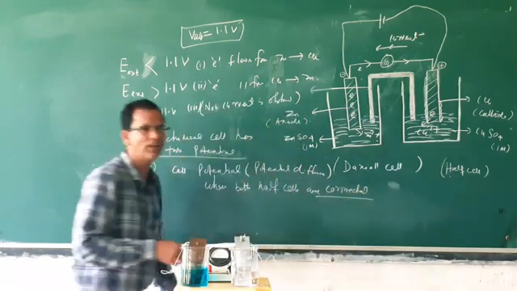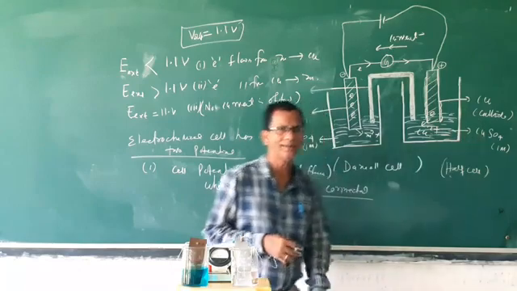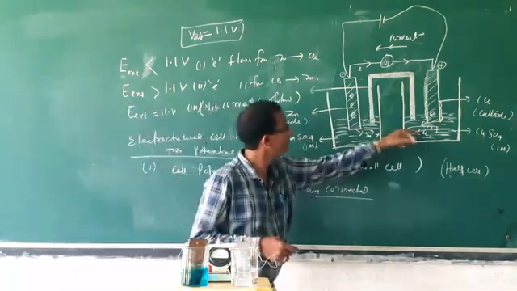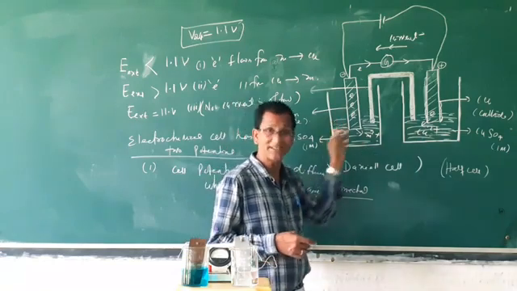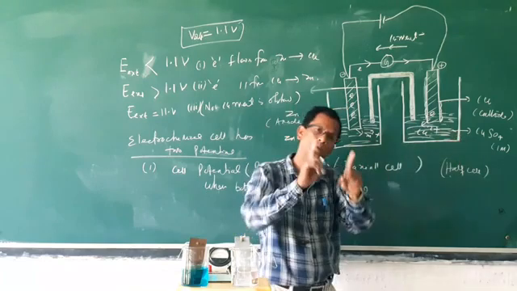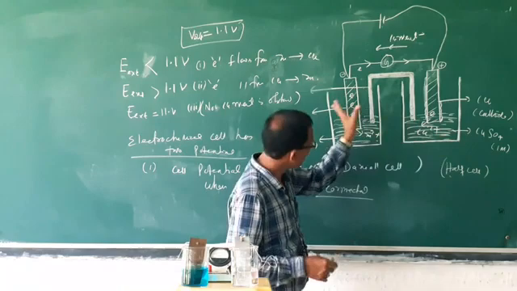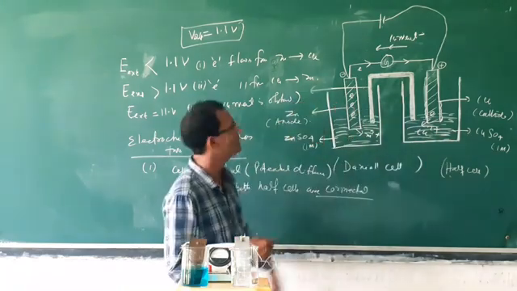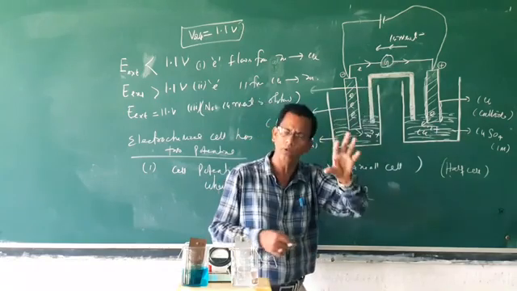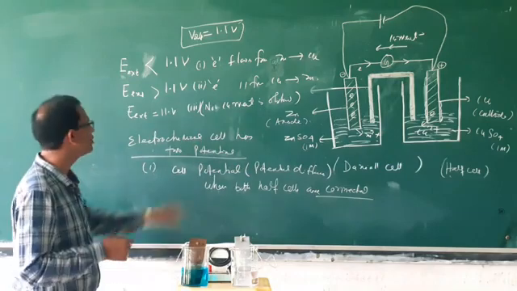This is very important. When these two rods are joined, a voltage will be produced due to the difference in potential, because one is more reactive, the other is less reactive. So there will be a potential difference. That potential difference is obtained in the voltmeter. If you fit the voltmeter, you will measure the potential difference. That potential difference is called cell potential.